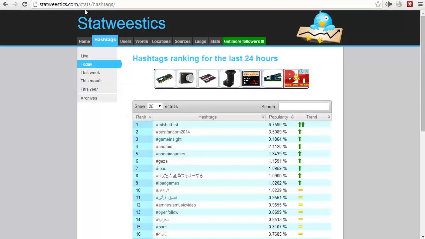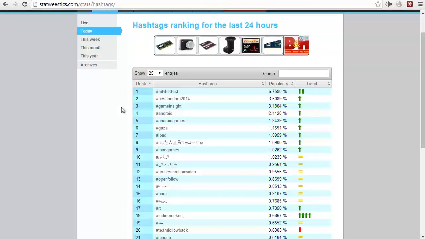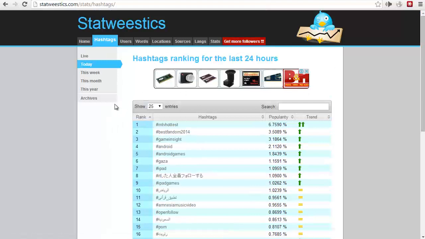But if you go to the site and go to the hashtags tab here, you don't really need to type this in. You're going to see the trending hashtags within the 24 hours, within this week, within this month, within this year, and so forth. And you can actually see what's moving up, what's moving down, what's about the same, and what people are talking about basically. So if you want to hone in on specific games, for example, video games, other things like that, then you can easily do that and get into these little niches.